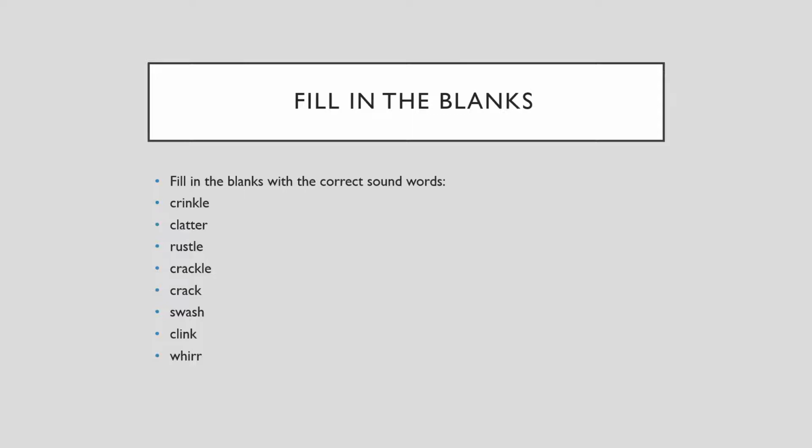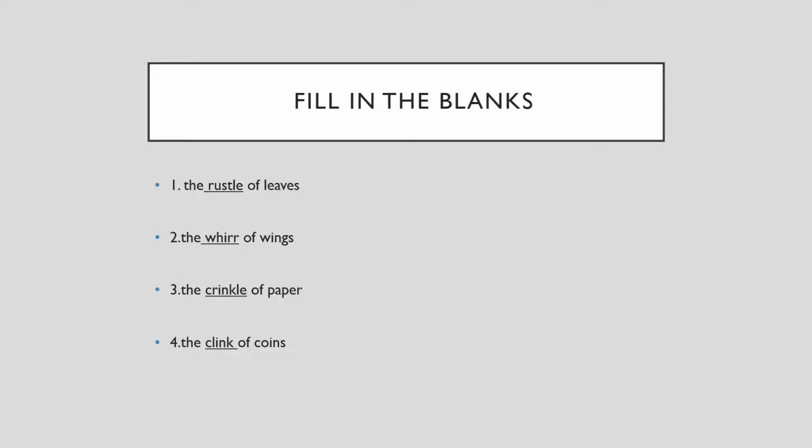Now I'll read the list again from the box. Crinkle, clatter, rustle, crackle, crack, swash, clink, whir. Now please keep the book open in front of you and we'll take one sentence at a time. The dash of leaves. Now, what is the sound made by leaves, and especially dry leaves? The rustle of leaves. Then the next one, the dash of wings. The whir of wings. You must have seen birds flying and the sound made by their wings when they fly. It is the whir of the wings.